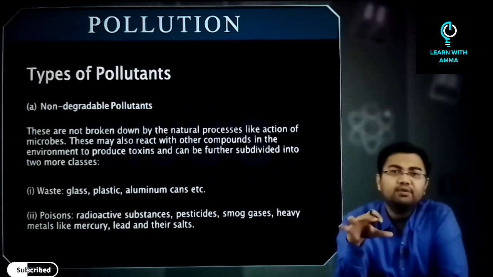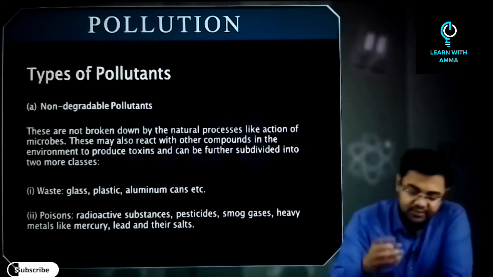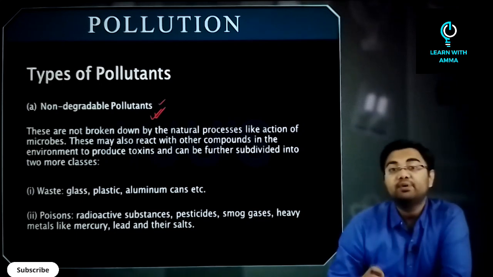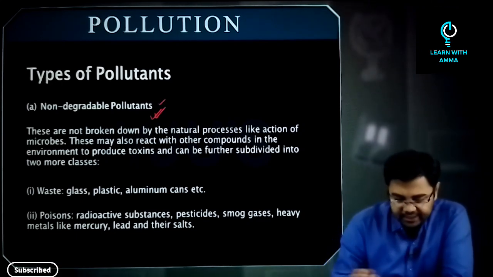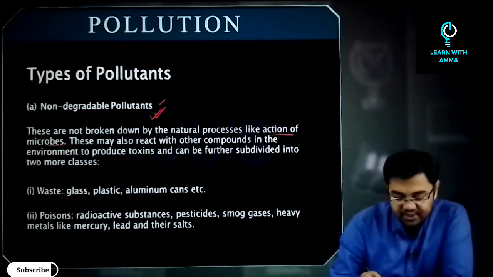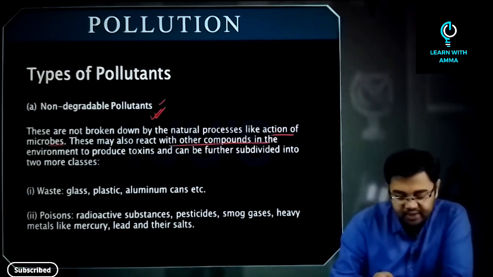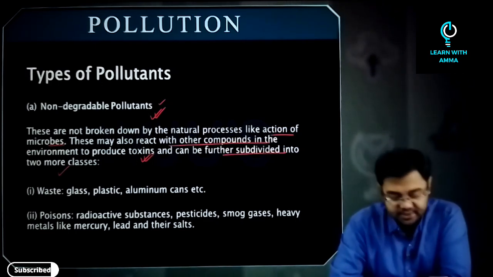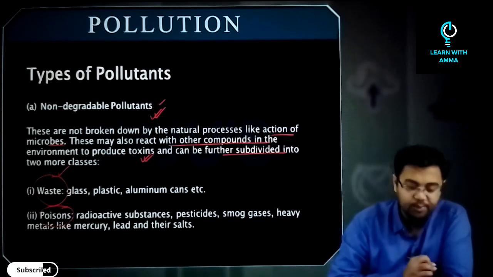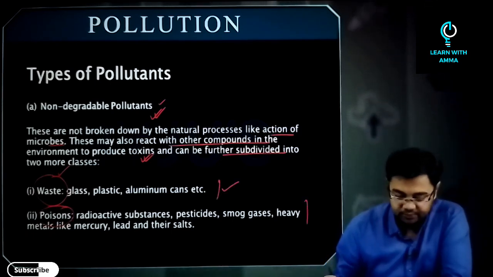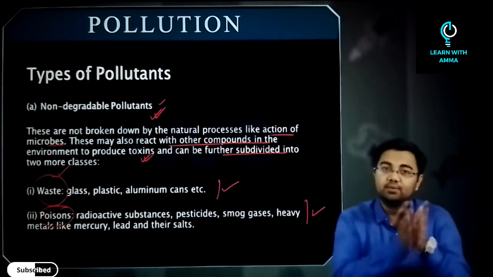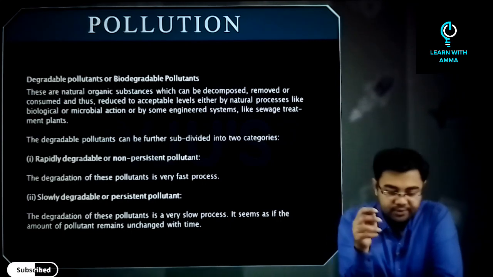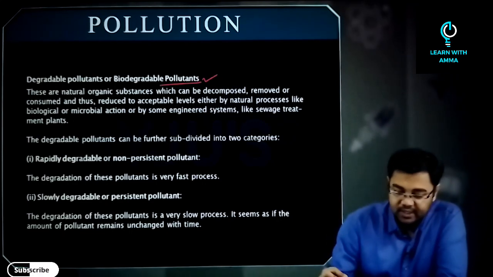Then let's try to define what are the different kinds of pollutants. First, we can say non-degradable pollutants, and as the name itself suggests, something that cannot be broken down by natural processes like the action of microbes. These may also react with other compounds in the environment to produce toxins and can be further divided into two classes. One, waste, and second, poisons. You can look at some of the examples of waste and poisons and you would understand what a non-degradable pollutant is.